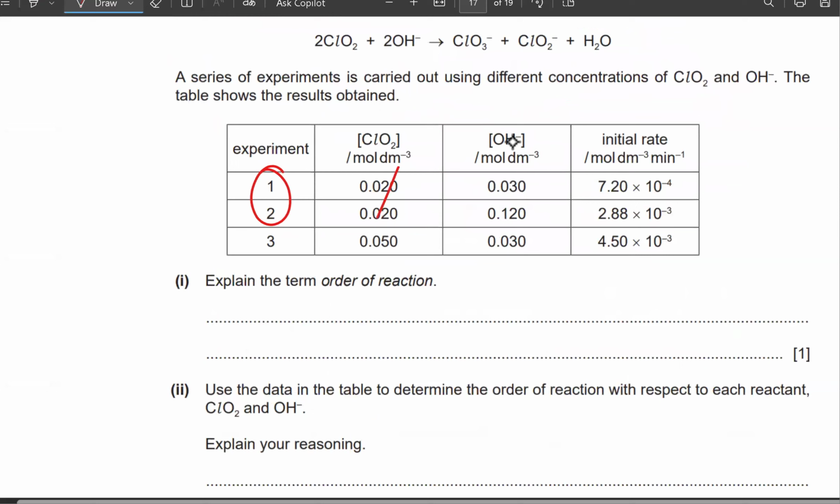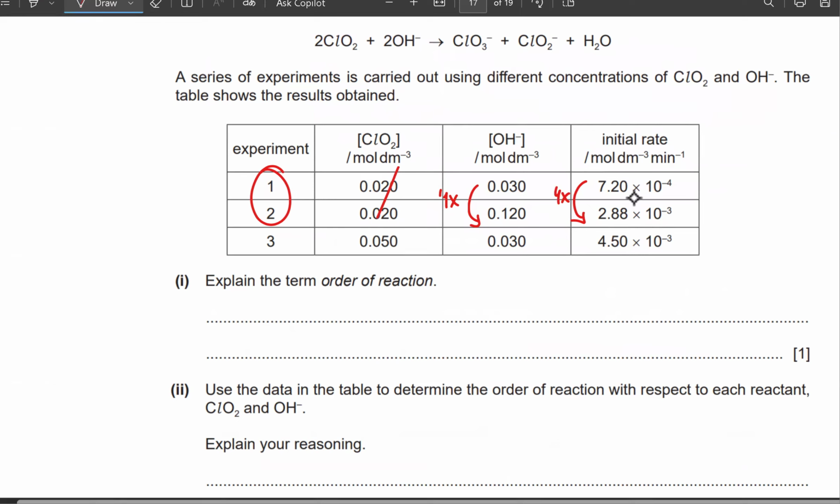So this is not changing. This becomes 4 times, right? What happens to this? What's 2.88 times 10 power minus 3 divided by 7.2 times 10 power minus 4? What factor do you get? 4, yes, 4, right?